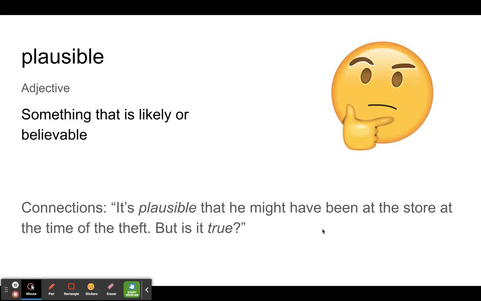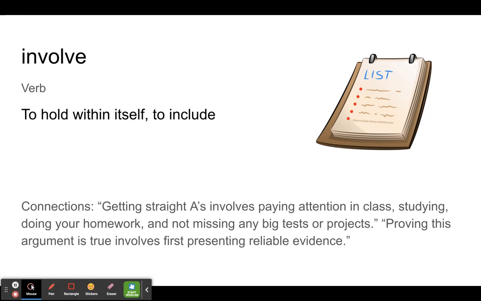is it true? And so you see the word plausible a lot when you're talking about people's arguments. Oh, he makes a plausible argument. Like you could follow the line of thinking, but I don't know if it's true in this particular case. Involve, verb: to hold within itself, to include.